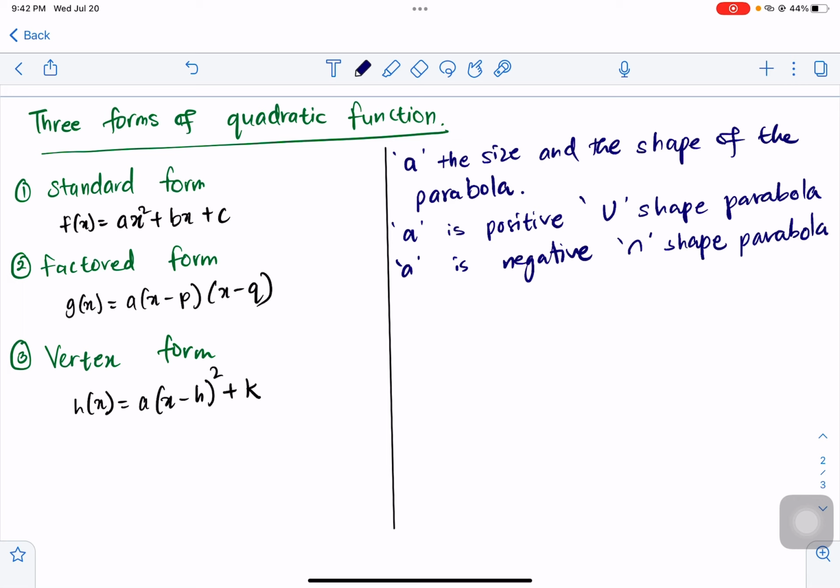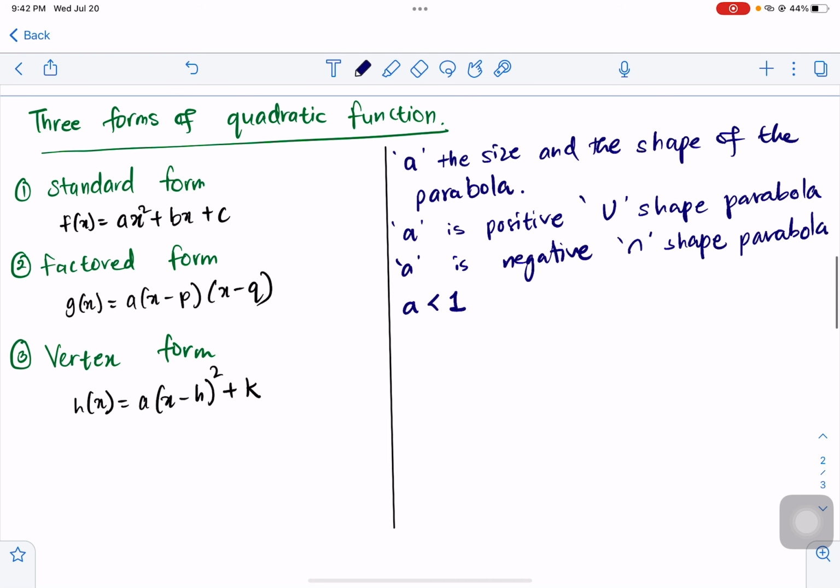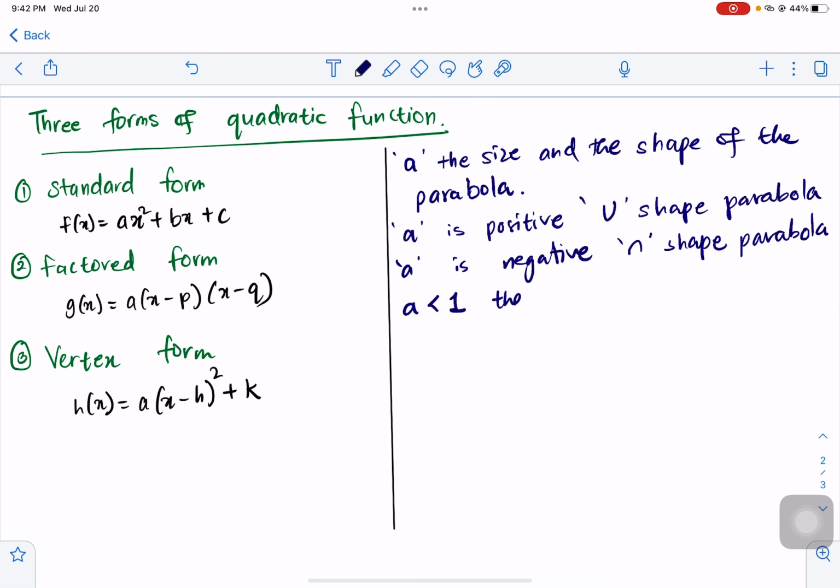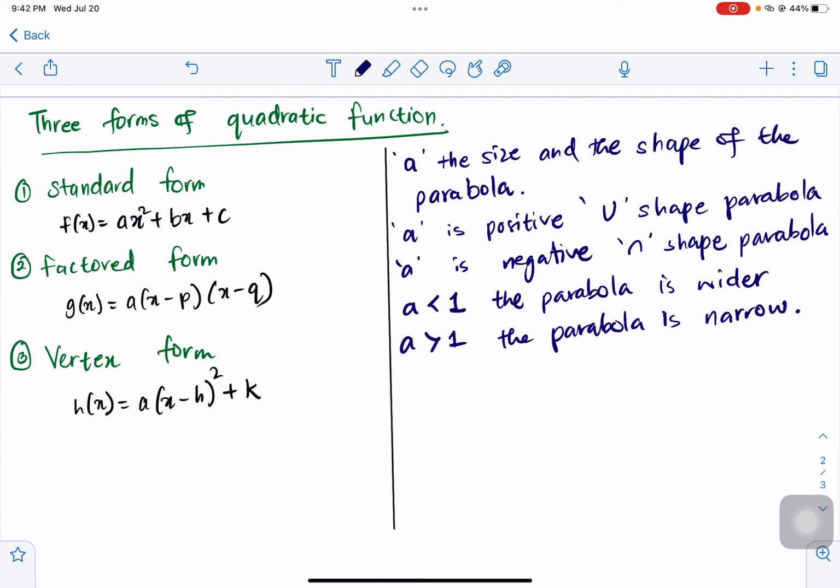Not only that, if your a is less than 1, that means the parabola will be wide. The parabola is wider. Then when a is more than 1, the parabola is narrow, or it is shrinking. Okay, so the significance of a is this.